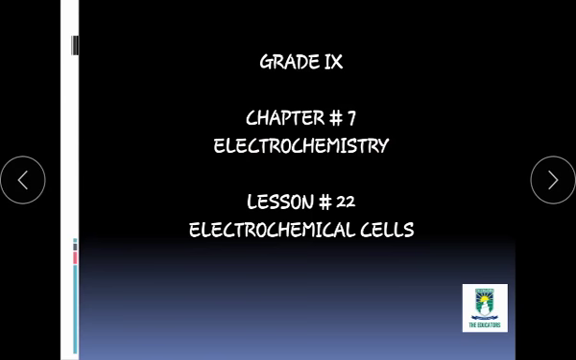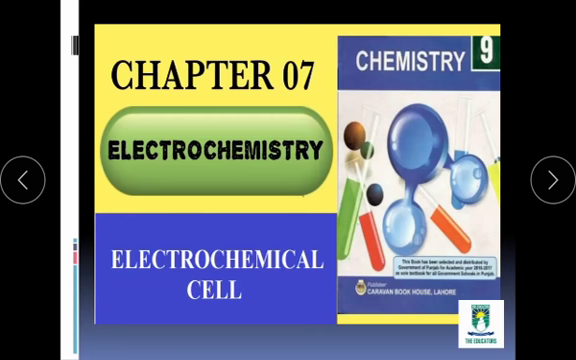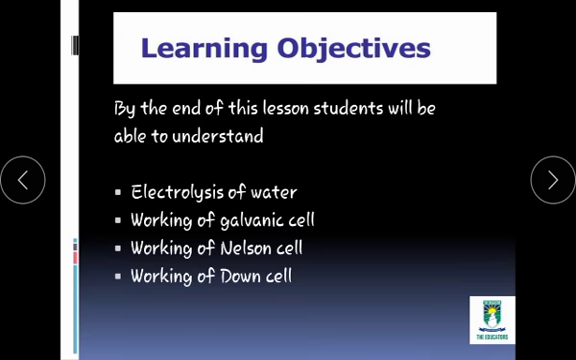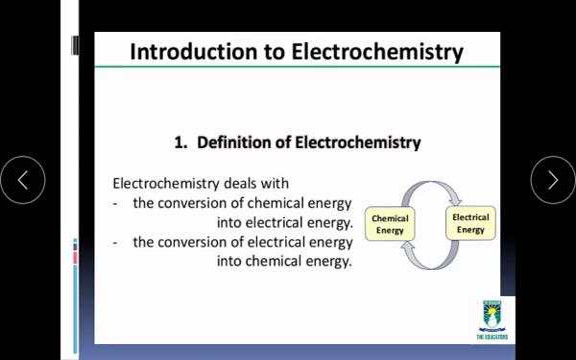For today, our topic is electrochemical cells. First of all, the learning objectives. By the end of this lesson, students will be able to understand electrolysis of water, working of galvanic cell, working of Nelson cell, working of Down cell. So basically in this chapter we are going to read all these electrochemical cells. So let's move towards the topic.